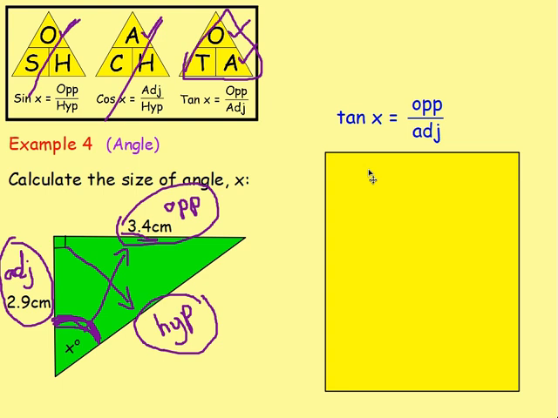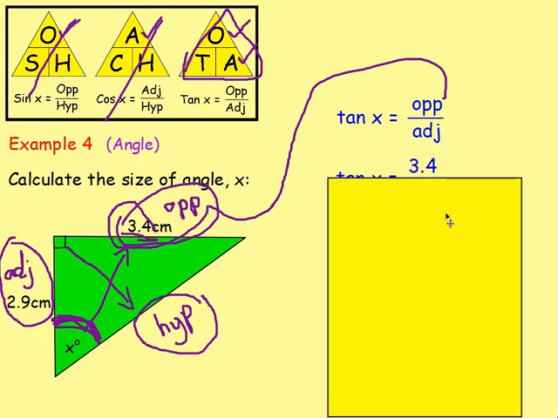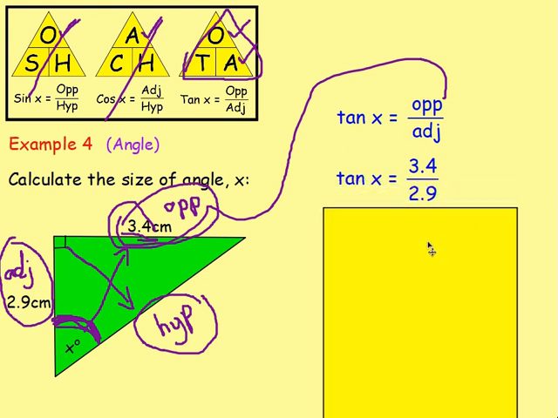Jason, if you sub in the numbers, what would you have? Brilliant, it's the opposite divided by the adjacent. So the opposite, just have a wee look, where's the opposite? Oh, there's the opposite. And it's 3.4, good, so it is going to be 3.4 divided by, and the adjacent, well, the adjacent is this length here, it's 2.9. So it's 3.4 divided by the 2.9.